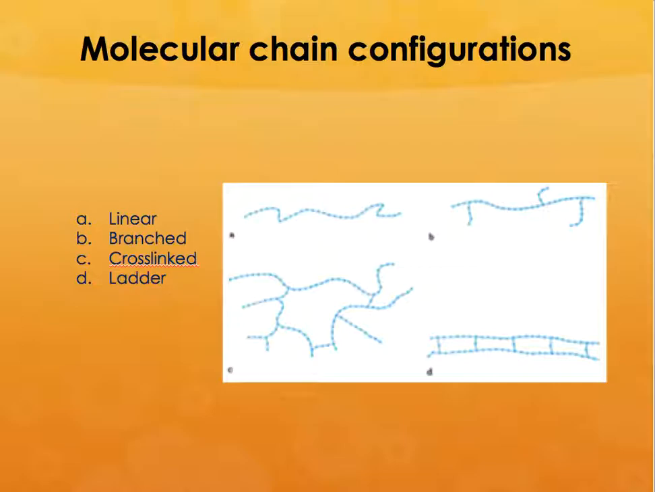And in this case, the properties are basically controlled by the molecular chains inside the matrix. And these polymer chains can be primarily four different kinds. They could be linear, they could be branched, they could be cross-linked, and they could be ladder. So depending upon the type of molecular chain, you can have different kinds of properties.